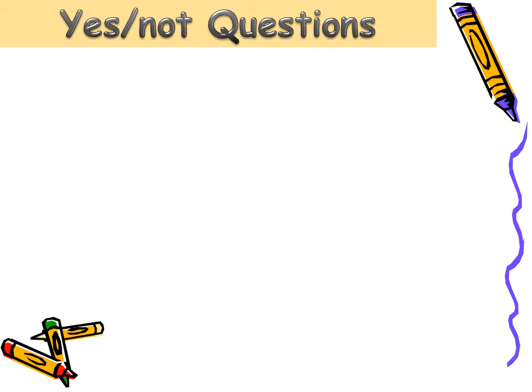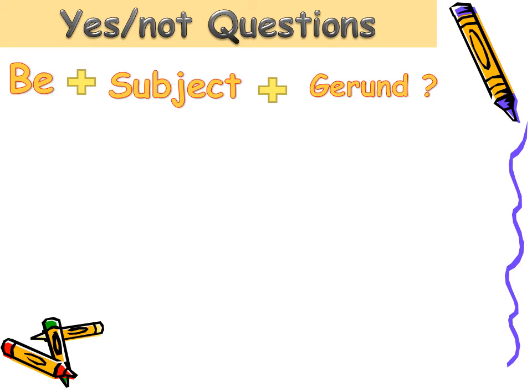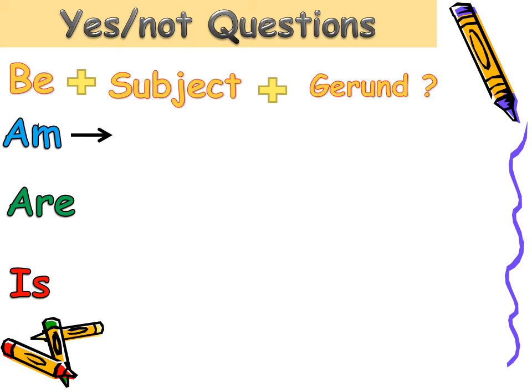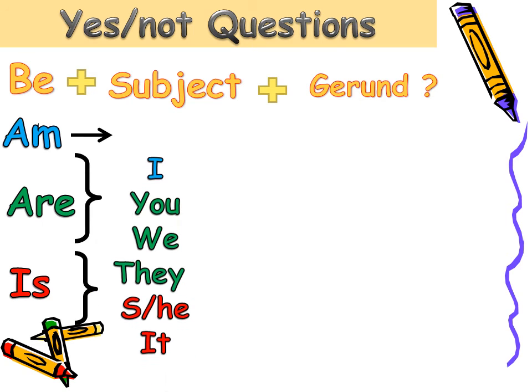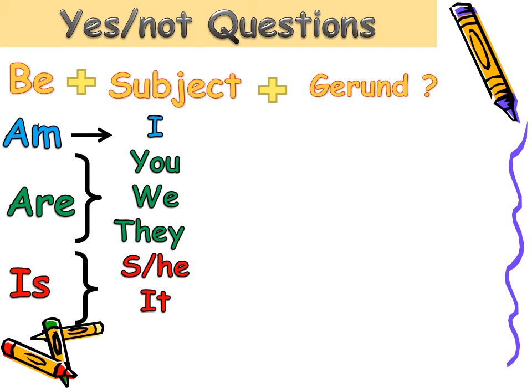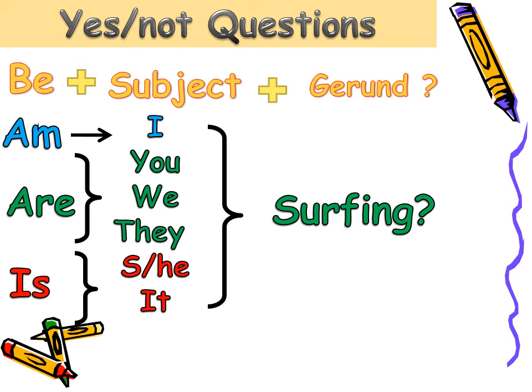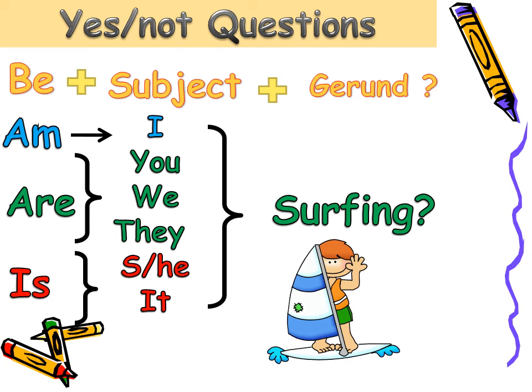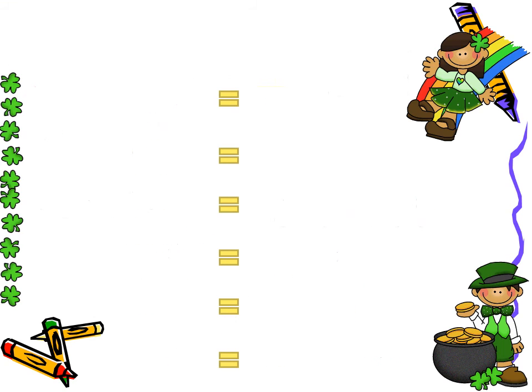Okay. What about yes or no questions? I put verb to be at the beginning and then the subject and then the gerund form and the question mark. Look at this example. I put am or are or is at the beginning and then the subject, I or you or we or they, and then she or he or it, and then the gerund form, which is, for example, surfing. And I put the question mark, of course, at the end because this is a question. Like this boy is surfing.